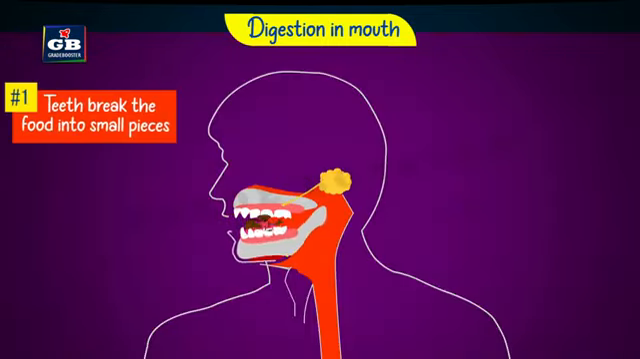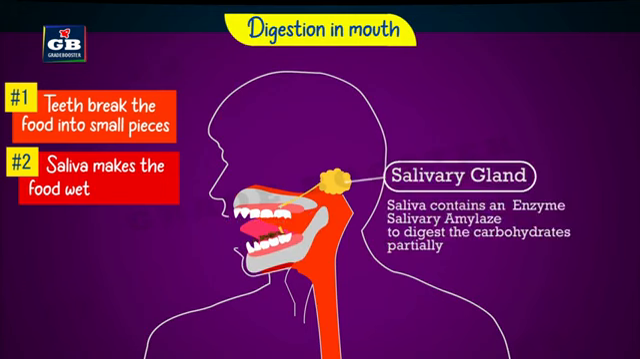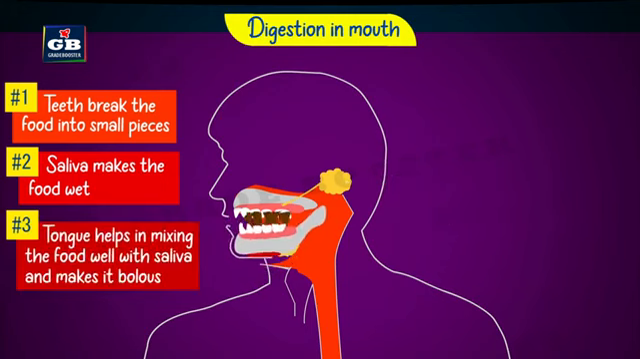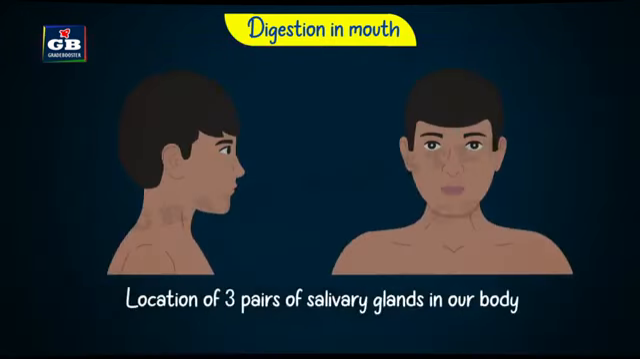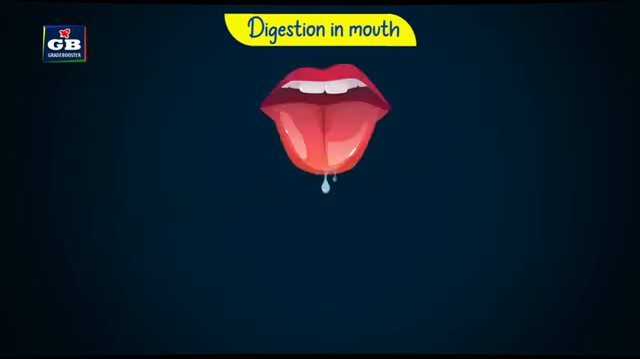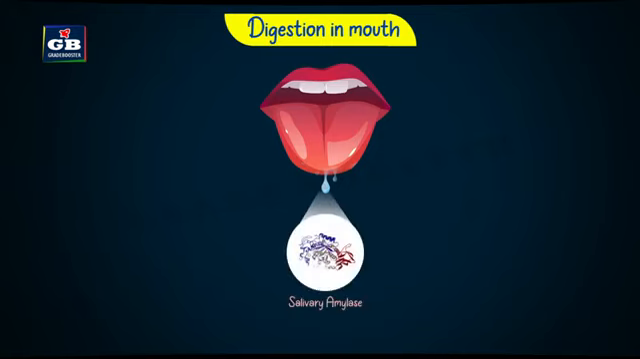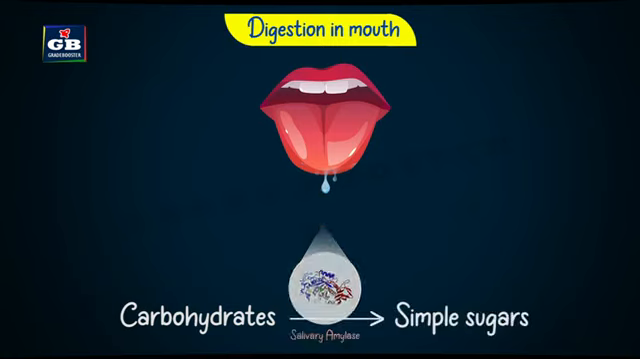Teeth break the food into smaller pieces. Saliva makes the food wet. The tongue helps in mixing the food well with saliva and makes it a bolus. Saliva is a liquid secreted by three pairs of salivary glands present in our mouth. Saliva has an enzyme called salivary amylase or ptyalin. It digests carbohydrates like starch into sugars.